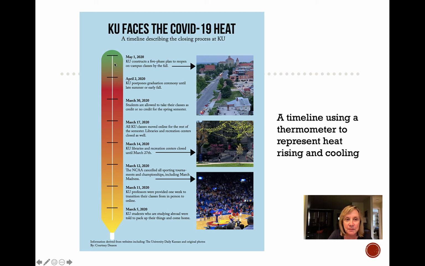So she drew this thermometer, and then she connected with each line you see on the thermometer the different things that were happening in the timeline. So we start with March 5th, right? This goes with March 5th, March 11th, March 12th, March 14th, March 17th, March 30th, April 2nd, and May 1st.